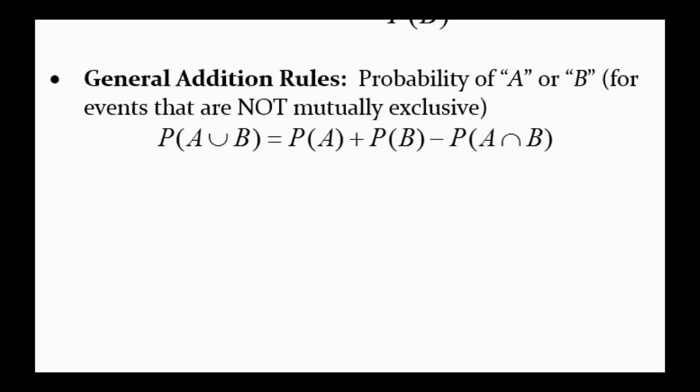That's what the general addition rule says. And this is the one we're going to use most often, because guess what? Most events in life are not mutually exclusive. There's going to be some crossover, some overlap. Okay. So like I said, if event A was the probability of you having 6th block PE, and B is the probability of you having 7th block history class.